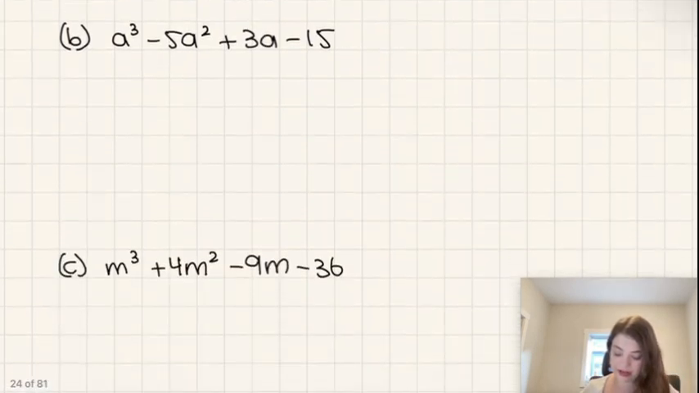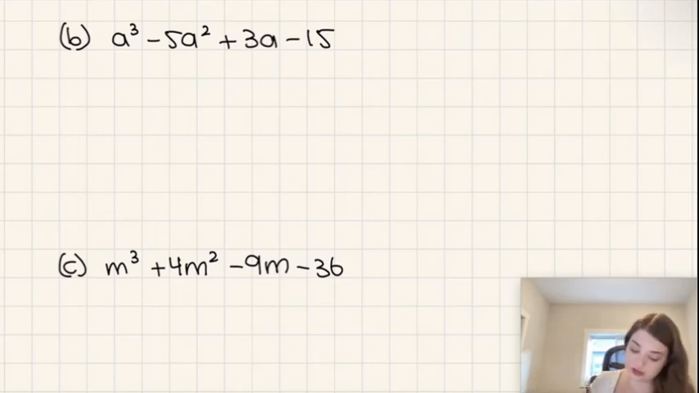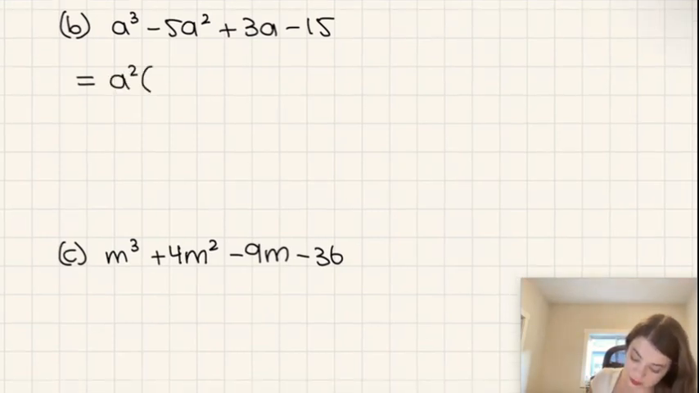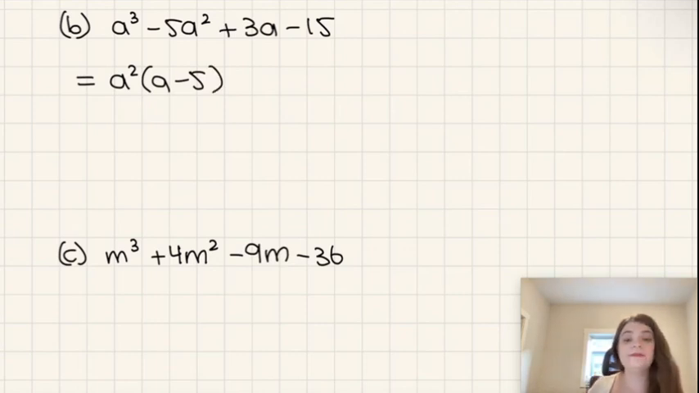Okay, let's move on to this next one here. a cubed minus 5a squared plus 3a minus 15. So again, we need to group the first two terms together and the last two terms together. So what is the greatest common factor between a cubed and negative 5a squared? Well, that would be a squared. a squared times a is a cubed.